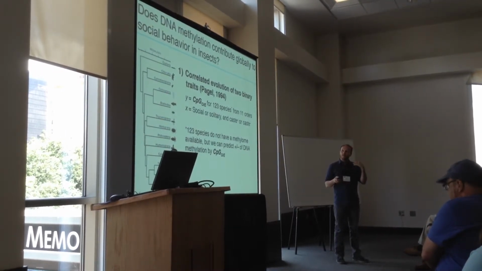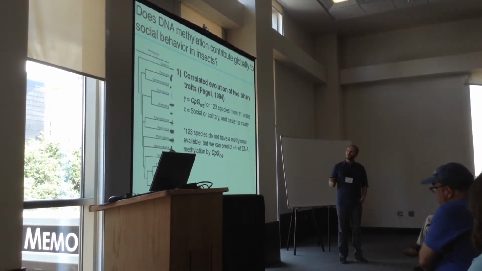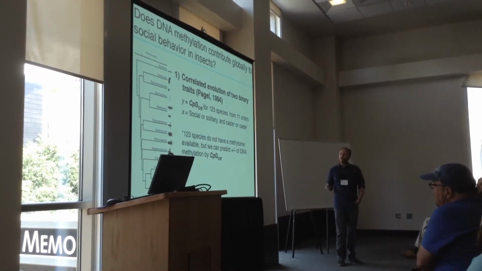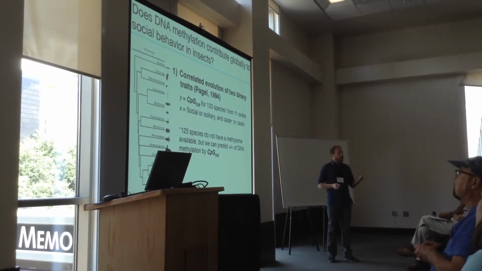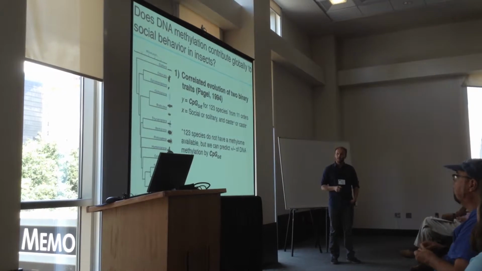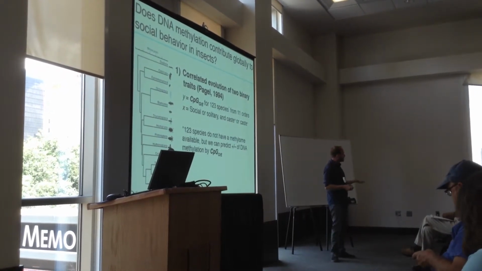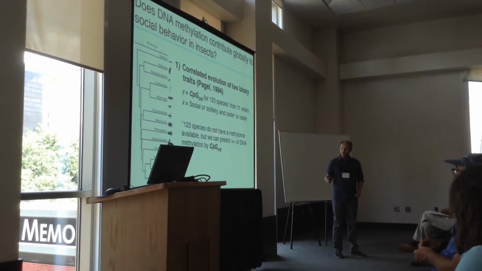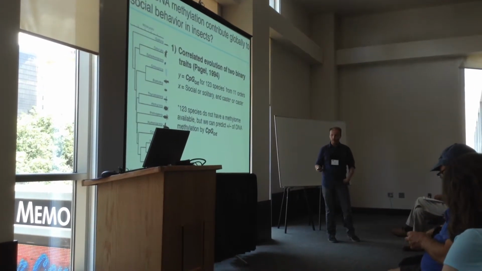Again, we did phylogenetic comparative tests, and we did two different types. The first one is correlated evolution of two binary traits, described in a Bewick paper in 1994. We have our two traits: DNA methylation in binary, so presence or absence, from 123 species from 11 different orders of insects. And we have social behavior, again coded in binary: social or solitary, or whether or not they have castes.